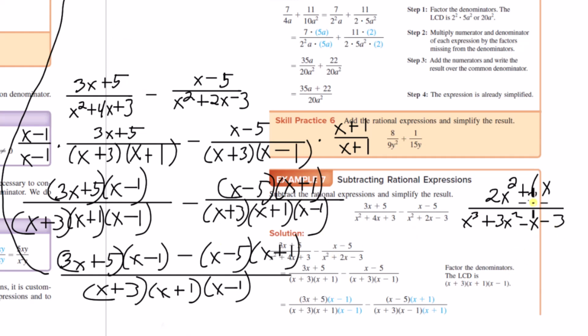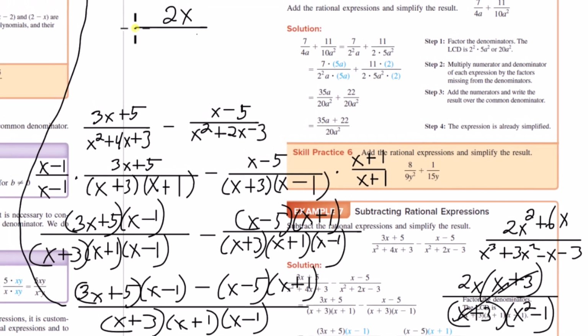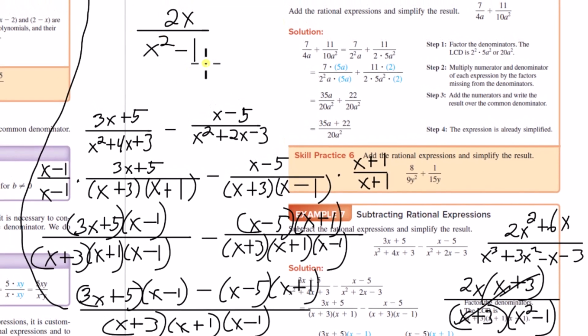Okay, now, can we simplify this anymore? Well, let's factor the numerator. We can take out a 2x, and we're left with x plus 3. And if we put the denominator back into the factored form, x plus 3 times x squared minus 1. So we've got 2x over x squared minus 1. There we go. That took a little bit of work.